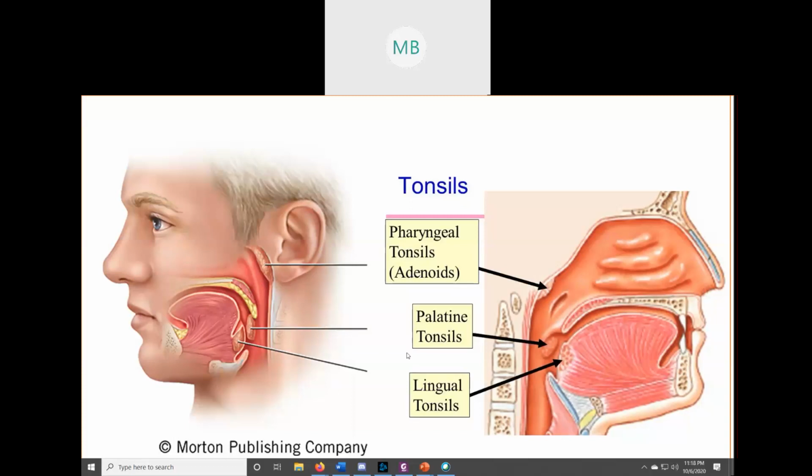So usually when your child keeps getting strep throat and they can't get better and all that kind of stuff, the doctors recommend removing your adenoids or your pharyngeal tonsils and your palatine tonsils. So these are the 2 sets of tonsils you get removed when you have your tonsils out. They normally leave your lingual tonsils alone. But these are the 3 sets of tonsils that you have inside you.